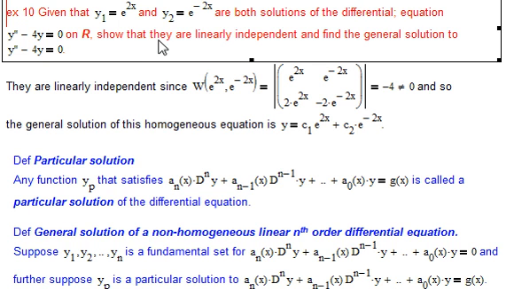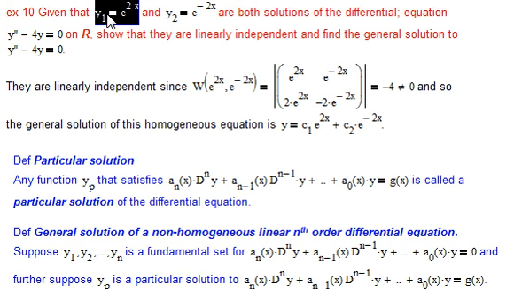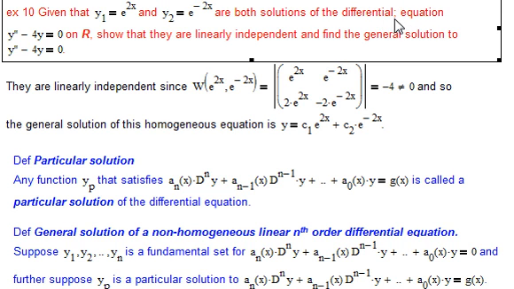As it turns out, let's look at an example where we can start to use what we've done. Given that y1 is e to the 2x, and y2 equals e to the negative 2x, they're both solutions of the differential equation y double prime minus 4y equals 0 on R, on all real numbers. Show that they are linearly independent and find the general solution.